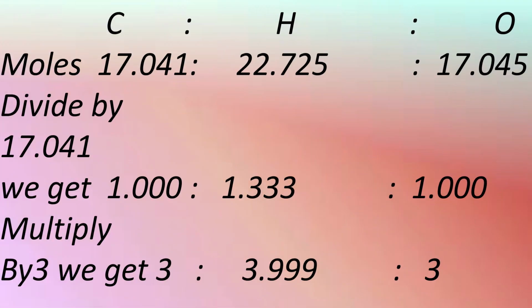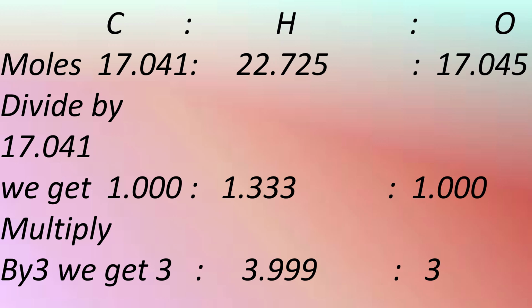So carbon is to hydrogen is to oxygen. First we will write their moles. Carbon mole 17.041 is to hydrogen mole 22.725 moles is to oxygen mole 17.045 moles. Now we will divide these quantities by smallest quantity to get the whole number. So the smallest quantity is 17.041. After dividing these quantities by 17.041, we get 1 is to 1.333 is to 1.